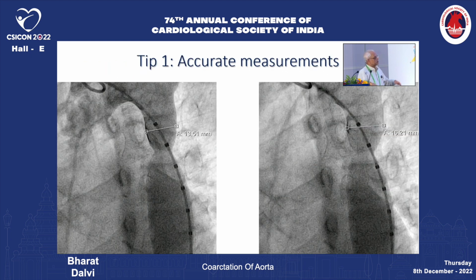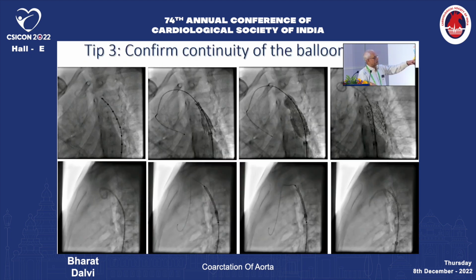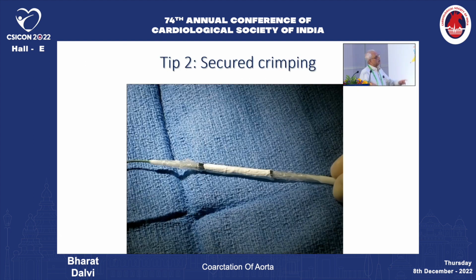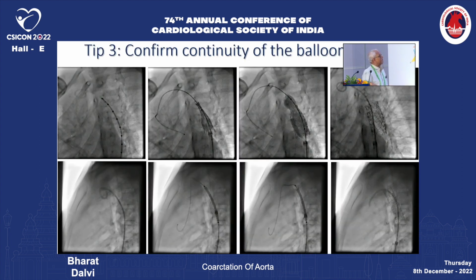Anyway, so when you try to crimp the stent very tightly, you lose the continuity between proximal and distal part of the balloon. And in doing that, sometimes you may end up inflating only the proximal part of the balloon with the stent moving distally. And I'll show you an example. Can we play this? I don't know how it plays.